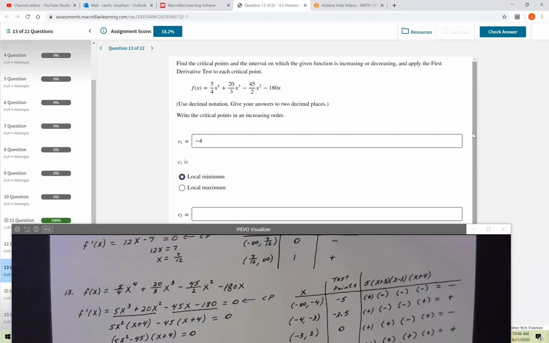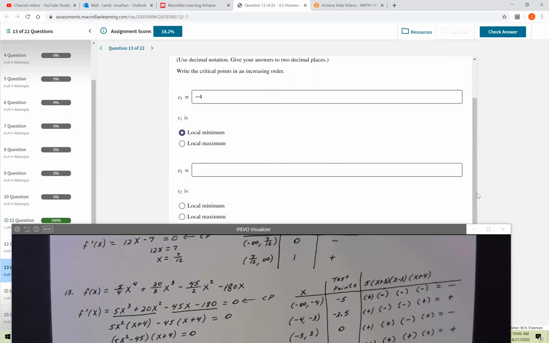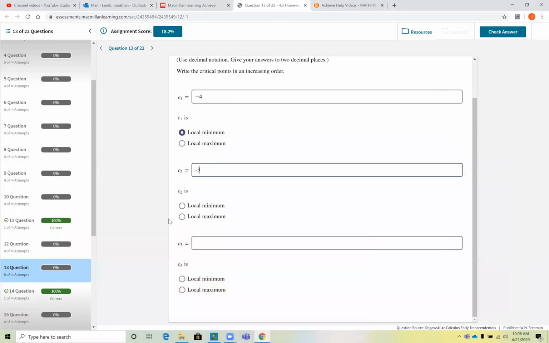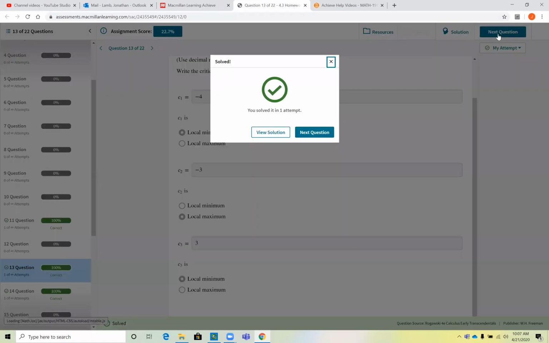So now I scroll on down and it'll say, well, what's your next critical point? Well, the next critical point was negative 3. And I know at negative 3, keep in mind, the function was increasing until negative 3, decreasing after. Negative 3 was the location of a maximum. So I can say, well, there's a local maximum there. My next one was at x equals 3. And we know that that, again, was a minimum. And then it increased after that on off to infinity. I can check this answer. Better be correct. And it is.